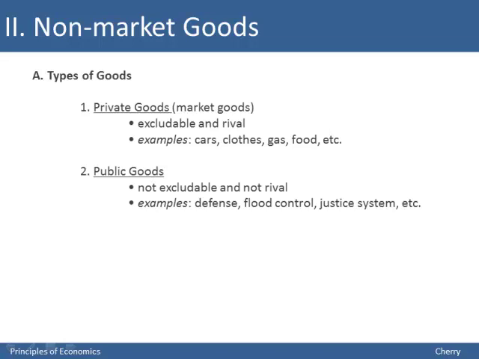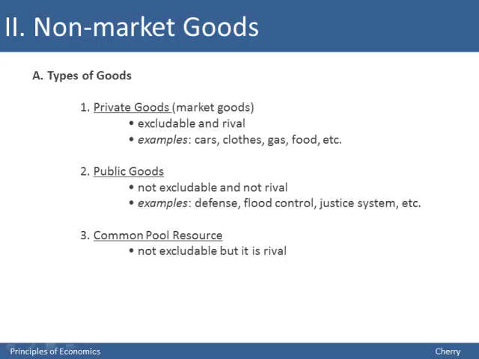So, for instance, the national defense is not excludable because I can't keep my neighbor from benefiting from our national defense, everyone within the borders enjoys that protection. And it's not rival because the benefits that I receive from national defense don't take away from my neighbor's benefits received from that national defense. So the third type of good is common pool resource. And this is the second type of non-market good that we're going to look at.